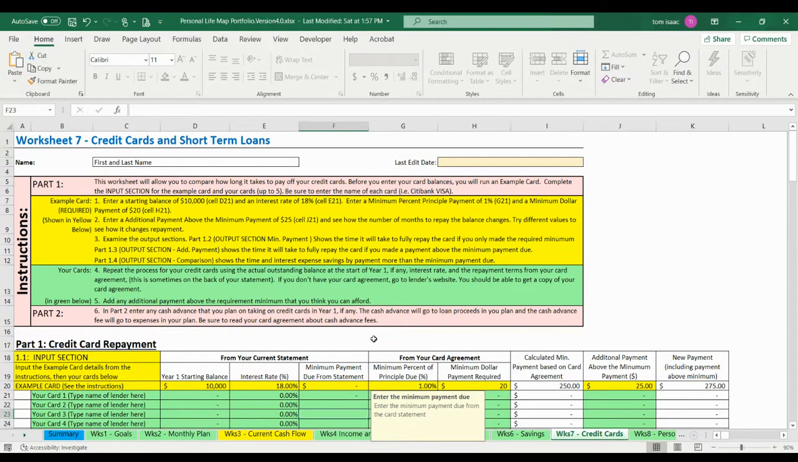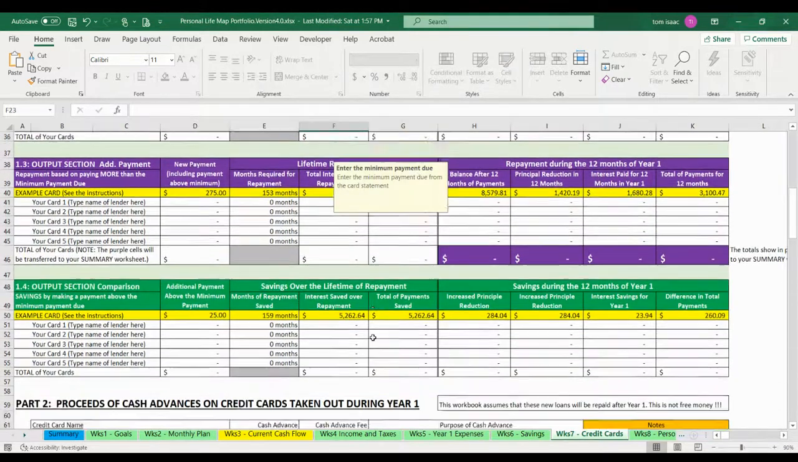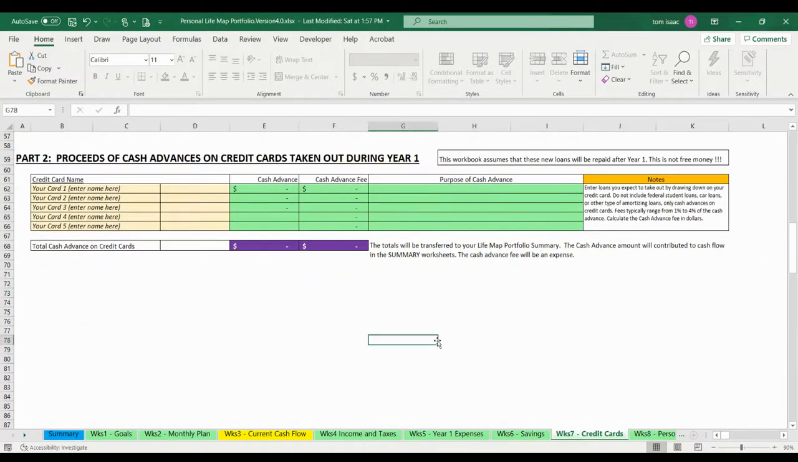There is one more part though. Down in the very bottom is a spot to put in any cash advances that you might take out on your credit cards during year one. Now, generally, we discourage using credit card cash advances as a way to borrow money. Generally, it's very expensive. There's a lot of fees to it. So, if you have another means of being able to borrow money, you're going to want to do that. But given your particular circumstance, you may plan on taking out a cash advance on your credit cards.